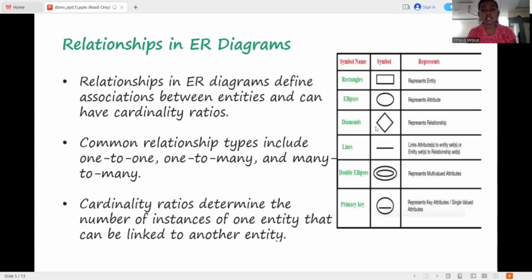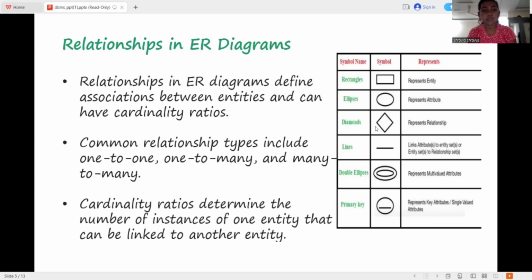We have the symbols and representations of ER diagrams. The first one is the rectangle, which represents the entity. The second is the ellipse, which represents the attribute. The diamond shape represents the relationship, and lines link attributes to entity sets or entity sets to relationship sets.